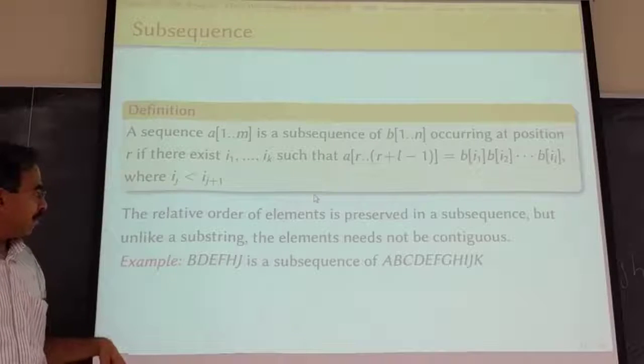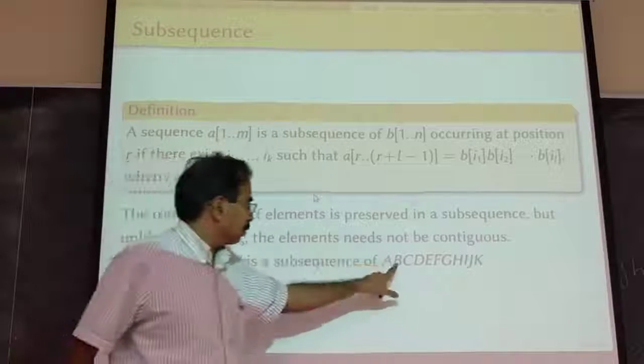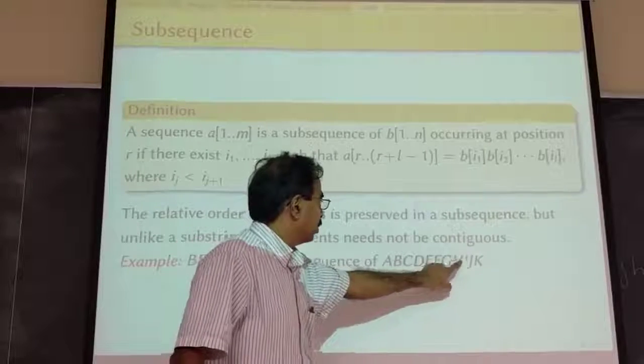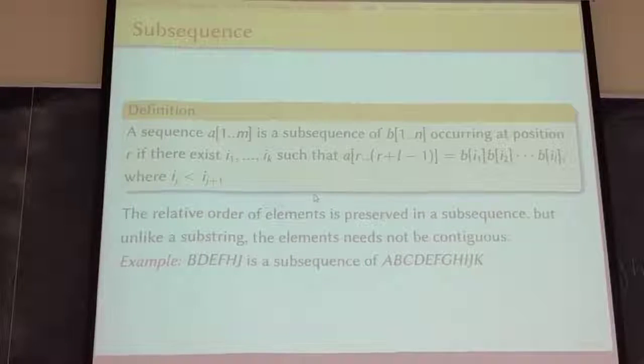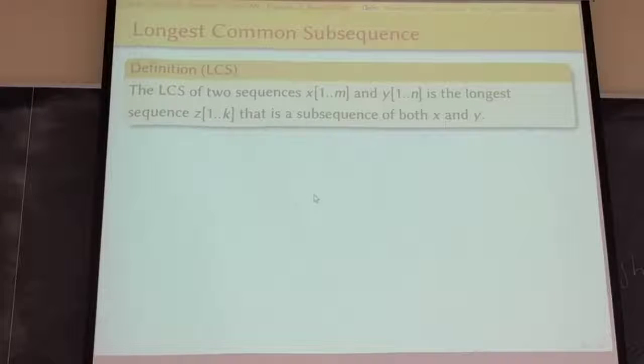Well, it's a subsequence that occurs in both strings, right? So B, D, E, F, H, J is a subsequence of this. So the first string is a subsequence of the second string. Okay? So what is the longest common subsequence? It is the longest of the common subsequences. So you take all of the subsequences of X and all of the subsequences of Y, you take the intersection of those subsequences, so that will give you all common subsequences, and then you pick the longest one among them. Okay?